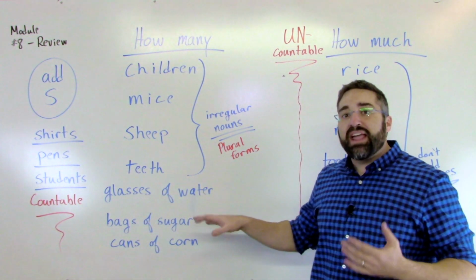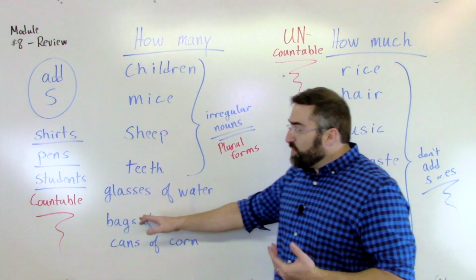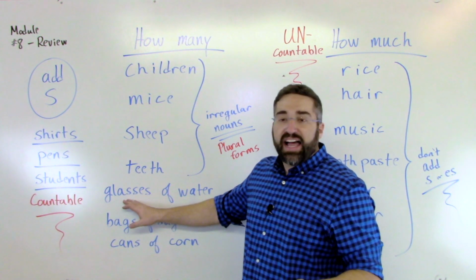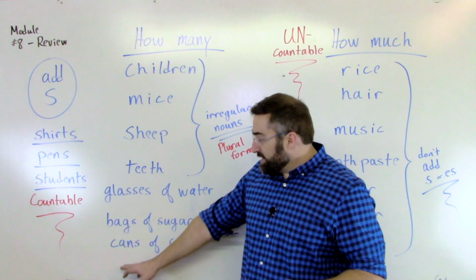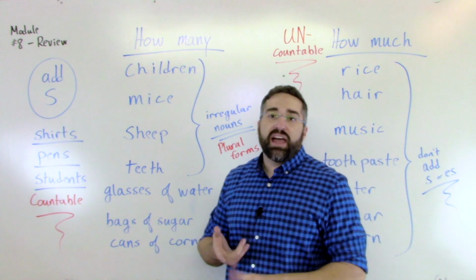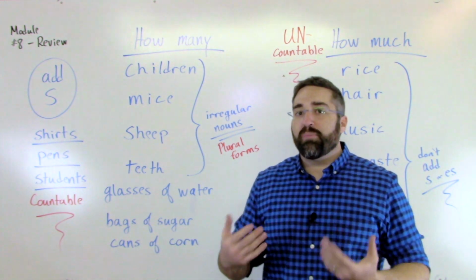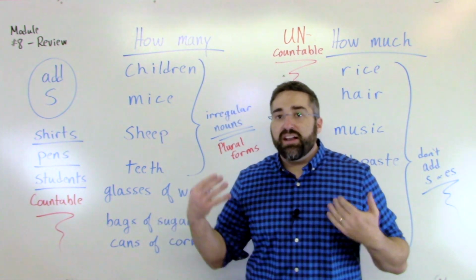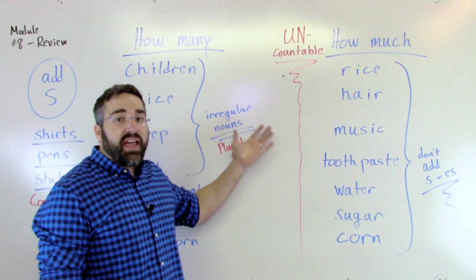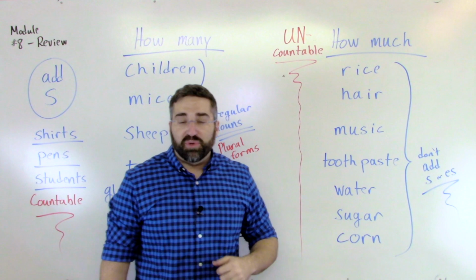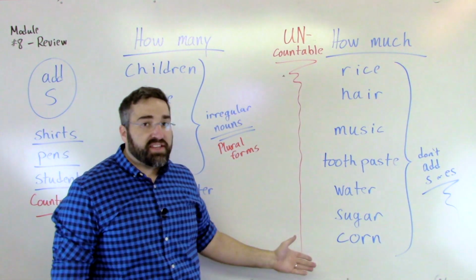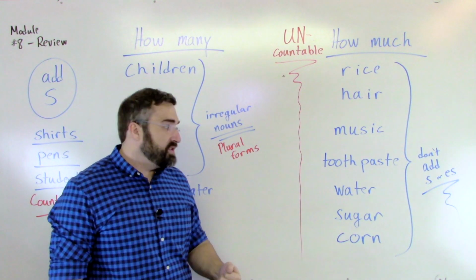So we can also make these countable. We have some uncountable things we make countable by adding words like glasses or bags and cans. So you can count a bag, you can count a bottle, you can count a can or a packet or a box that might contain uncountable things. Okay, so let's look at uncountables here. Uncountable means not countable. So if you cannot count it, then it becomes part of this category where we use a different set of words with it.